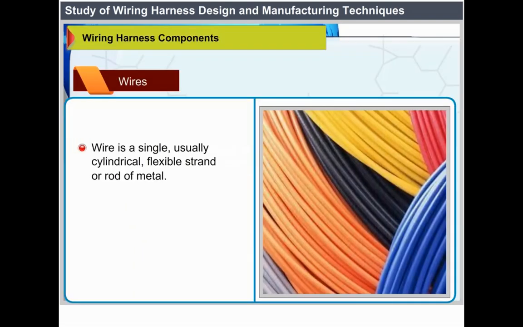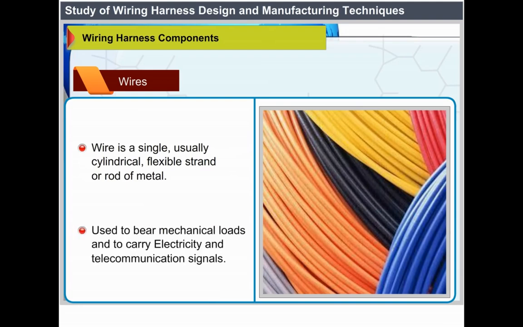Wires. A wire is a single, usually cylindrical, flexible strand or rod of metal used to bear mechanical loads and to carry electricity and telecommunication signals.